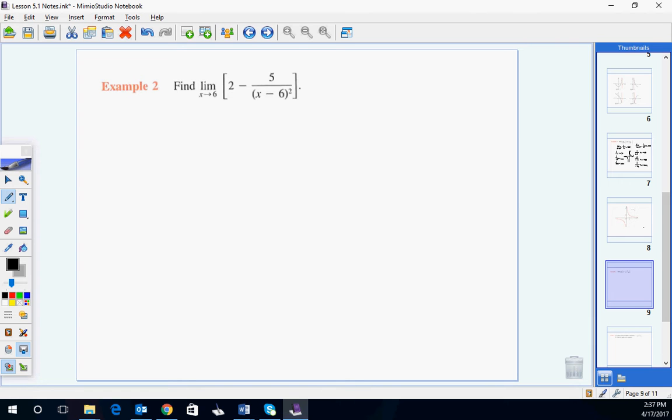So both sides are approaching negative infinity. You guys got that? Okay, I just put that in my notes. If x is close to 6 on either side, it's a small positive number, which we know, if we did 6 from the right or 6 from the left, we're going to get negative infinity, sorry, because 2 minus that big number.